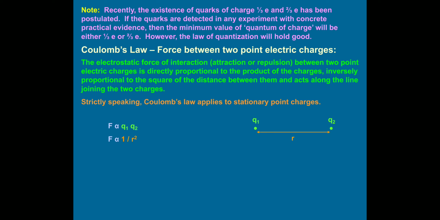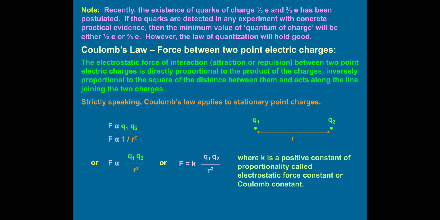And similarly, the force will be inversely proportional to the square of the distance between them. The force is inversely proportional to the square of the distance between the two charges, or F is proportional to q1 q2 by r square, or F is equal to k q1 q2 by r square. What is this k? Proportionality constant. You all know, where k is the positive constant of proportionality called electrostatic force constant or Coulomb constant.